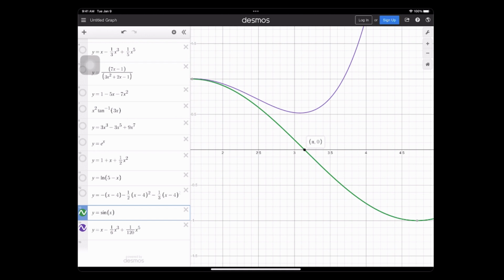You say, why would it be a horrible approximation around pi? Because it's not even close. There's a difference there.